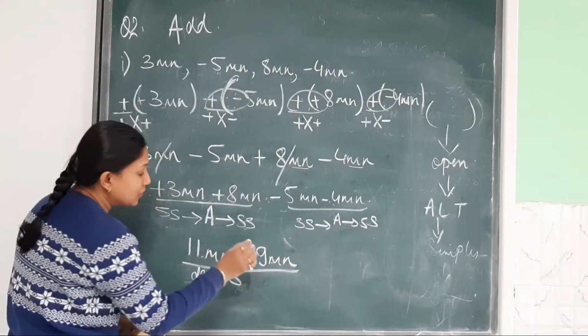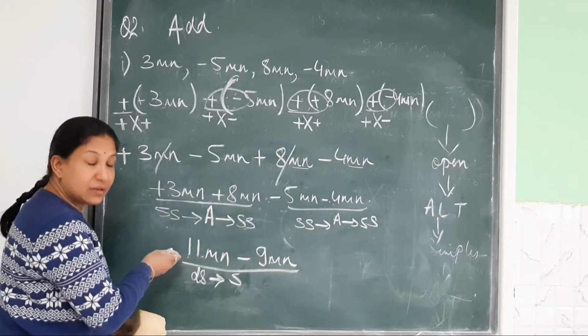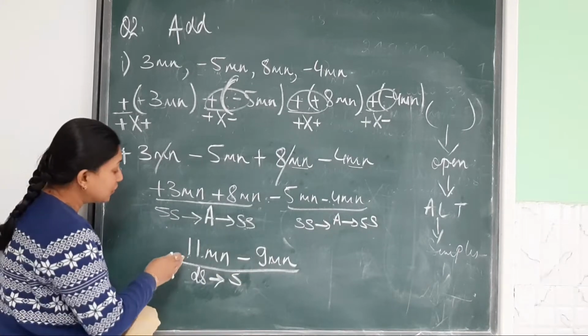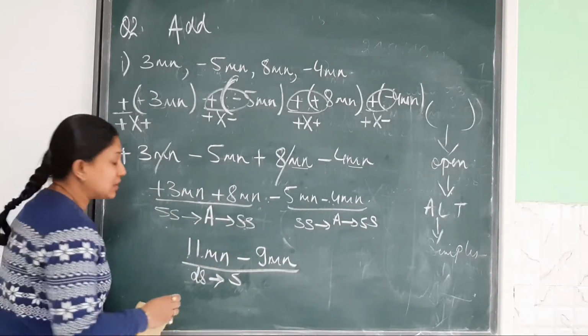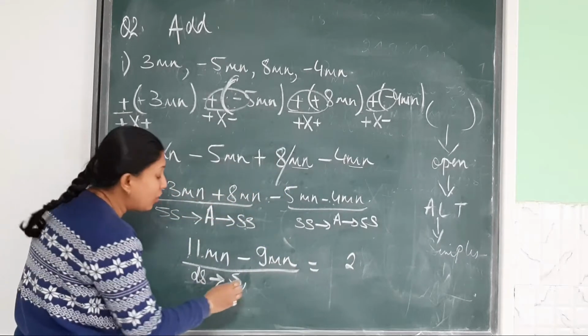You subtract. Smaller minus bigger, or rather the bigger minus the smaller value. This will be 11 minus 9, so you will get 2. Is that all? No.